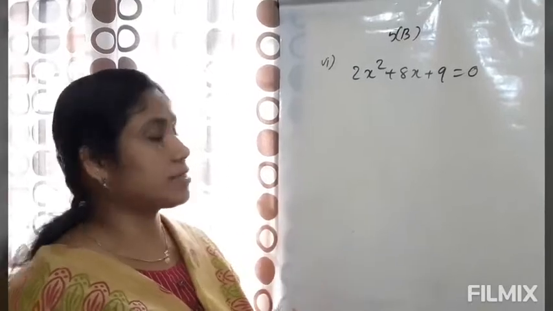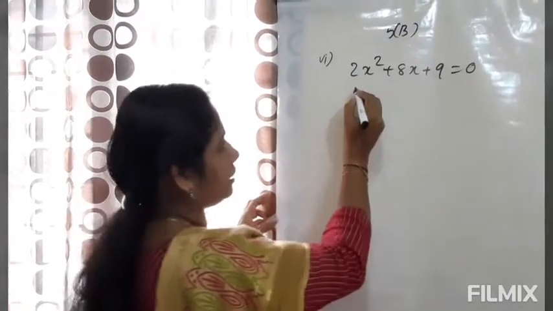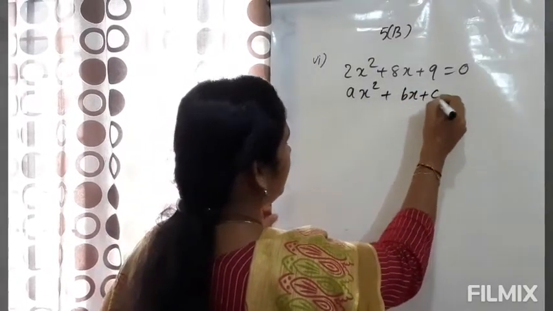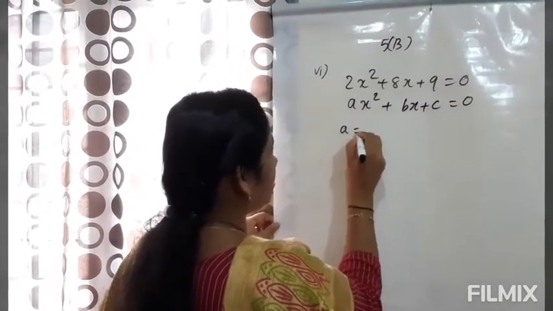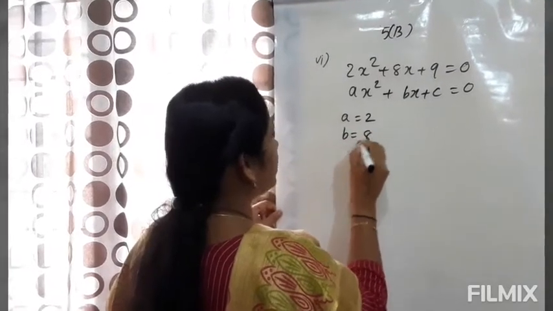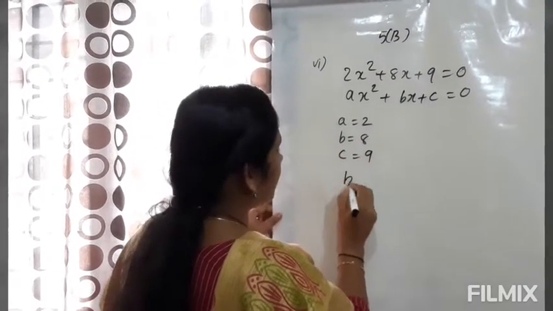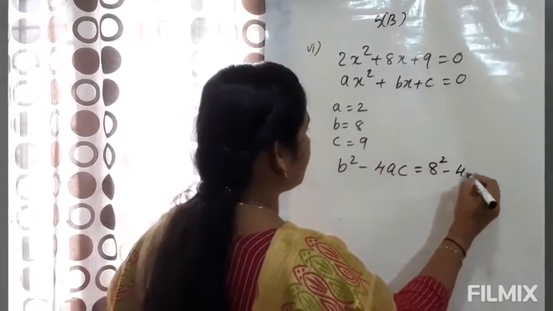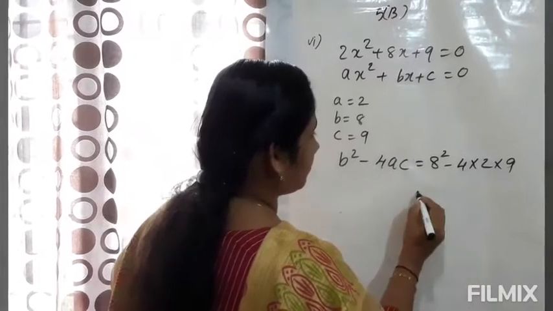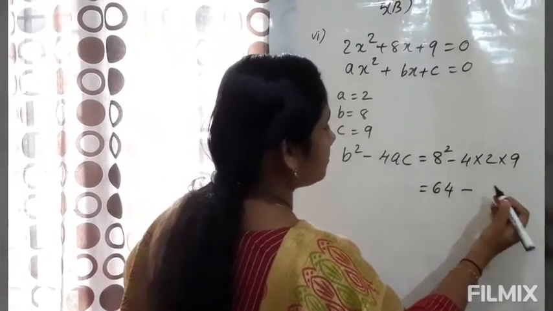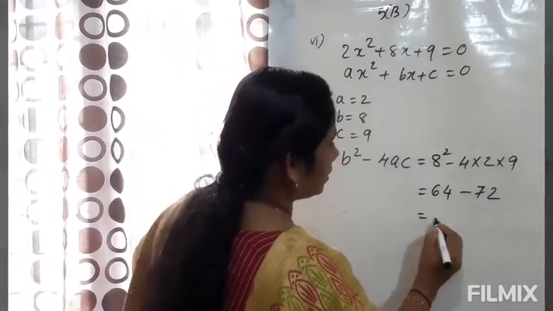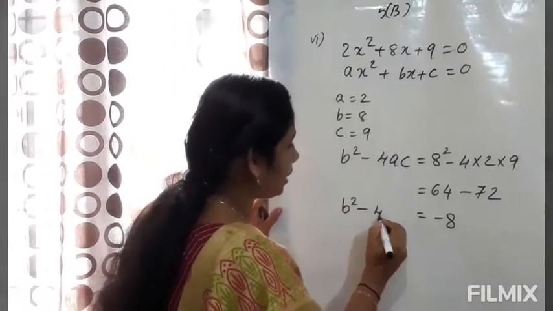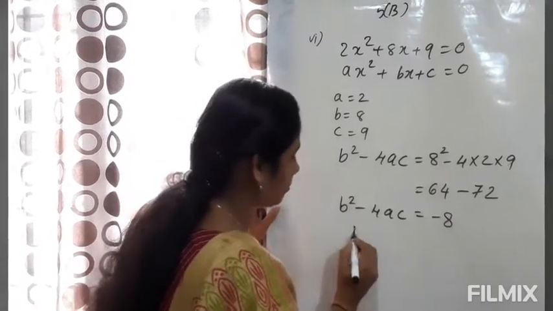Next is question number 6. 2x square plus 8x plus 9 equal to 0. Compare it with ax square plus bx plus c equal to 0. A is equal to 2, b is equal to 8, c equal to 9. B square minus 4ac equal to 8 square minus 4 into 2 into 9, which is 64 minus 72. Negative 8 is the answer. That is, b square minus 4ac is a negative number.